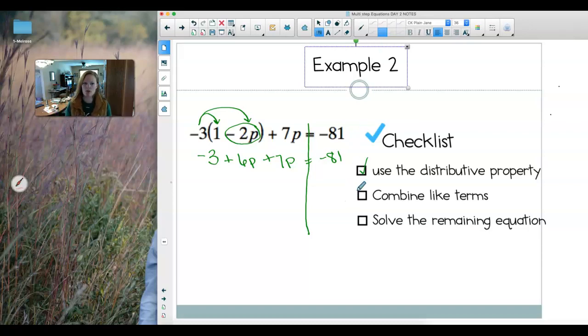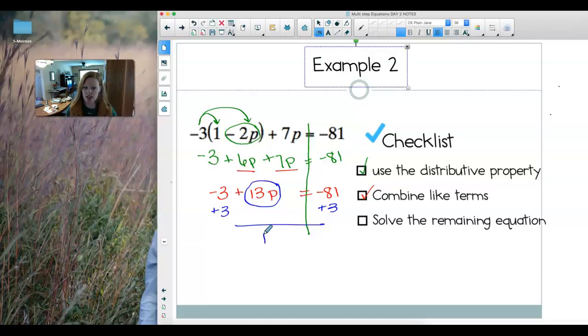Now we're going to move to step 2, which is combine like terms. So we want to combine the 6p and the 7p. So we have -3, 6p plus 7p is plus 13p equals -81. We're done with combining like terms. The final step is to solve. So we want to solve the remaining equation, keep the variable and its best friend together, get rid of the -3. We get rid of this piece by adding 3 to both sides.